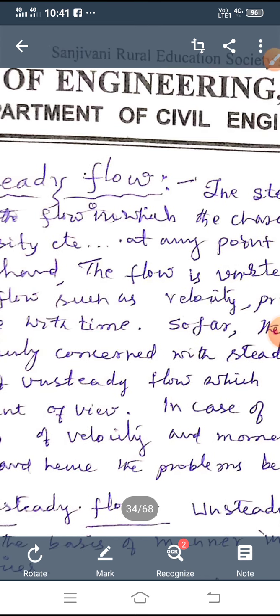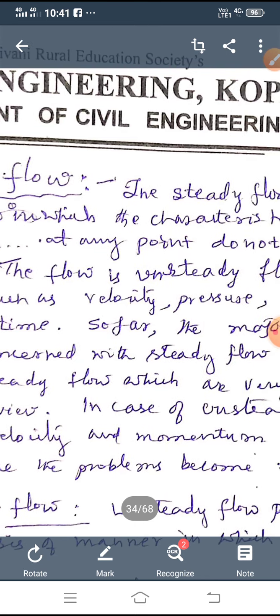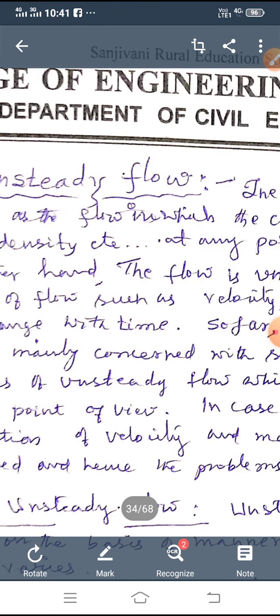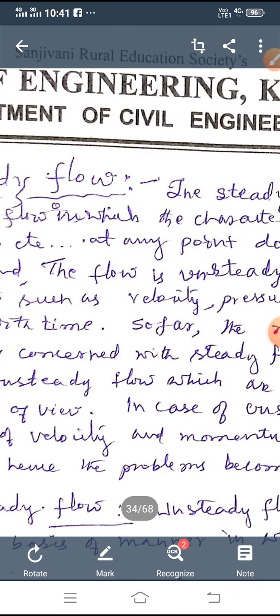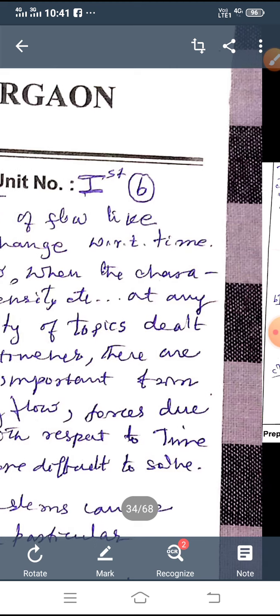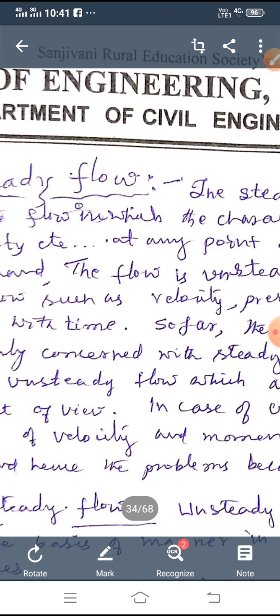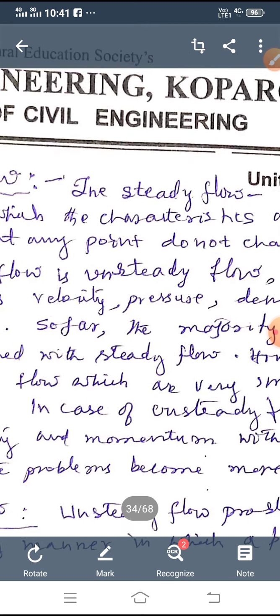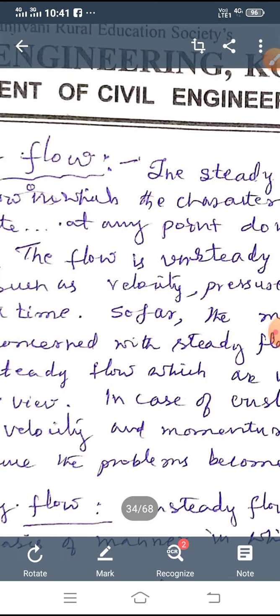So far, major problems which you have seen in FM1 are with respect to steady flow. However, few problems of unsteady flow are also of more importance from an engineering point of view, because in unsteady flow, forces due to variation in velocity and momentum are also involved, because of which the problems associated are a little bit more difficult to solve.